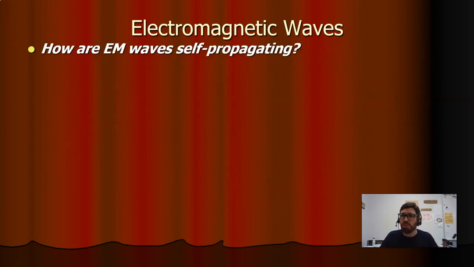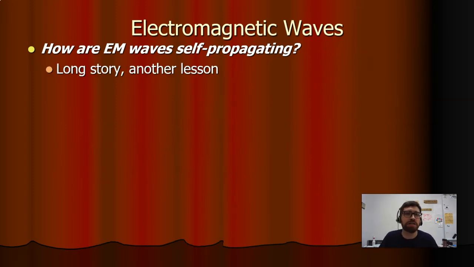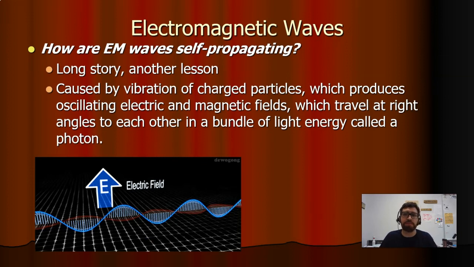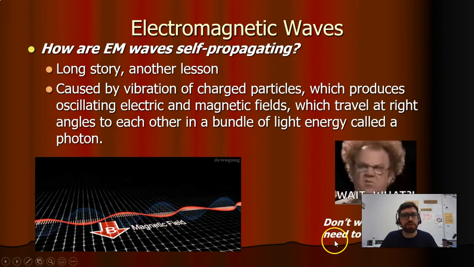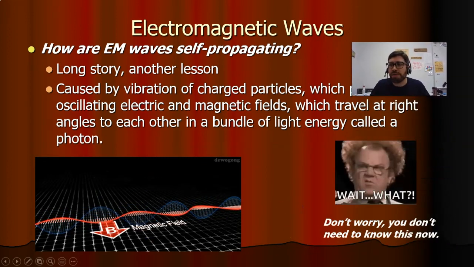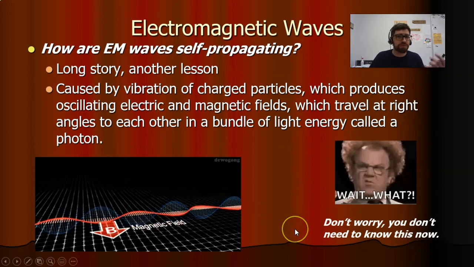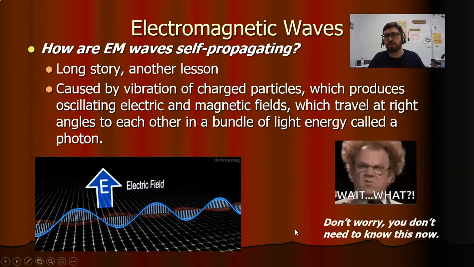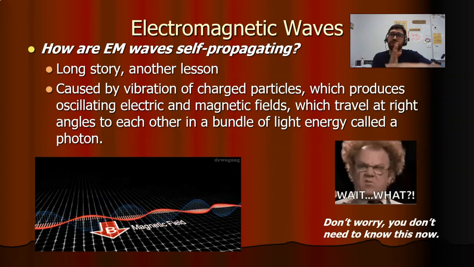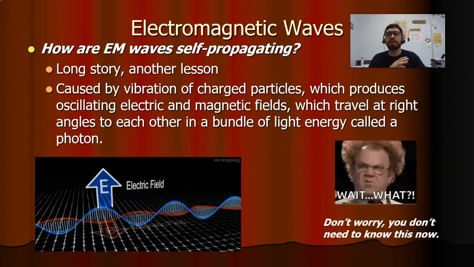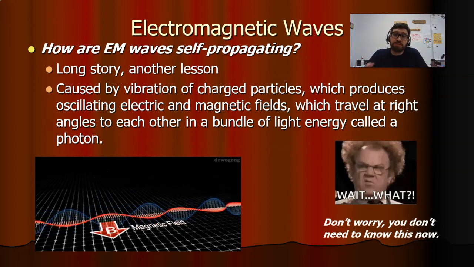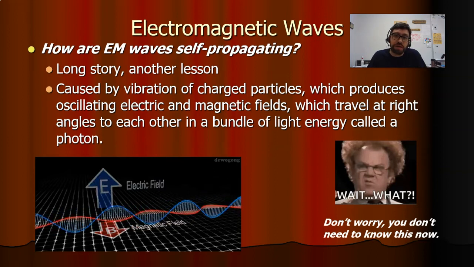And you might ask, well, how are EM waves self-propagating? Well, in short, that's a long story, probably deeper than I can go. And that's another lesson where we will talk about that. Basically, if you really want to know, it's caused by the vibration of charged particles, which produces oscillating electric and magnetic fields, and they travel at right angles to each other. So that's actually not one wave, it's two. And it's in a bundle of light energy that we call a photon. This GIF is a great way to illustrate that.